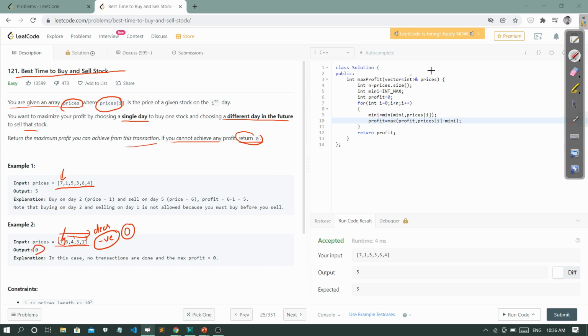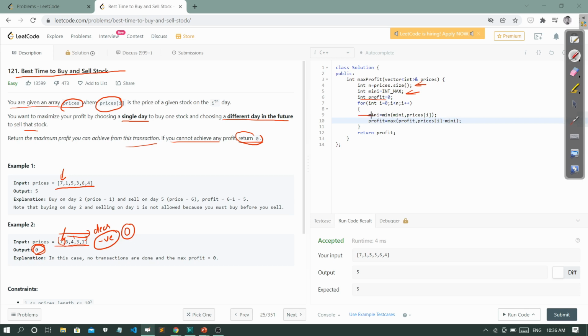Okay, so let's understand the code. See, first take the size of the price array. So we get it using the size function. After that we calculate the minimum, since we have to buy the stock on the day that has the minimum price value. Okay, so first initialize profit as 0, because if we are not able to generate profit, then we have to return 0.